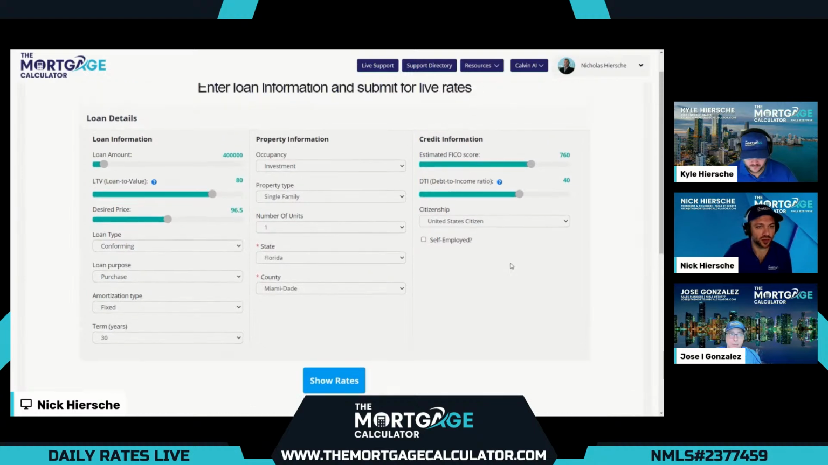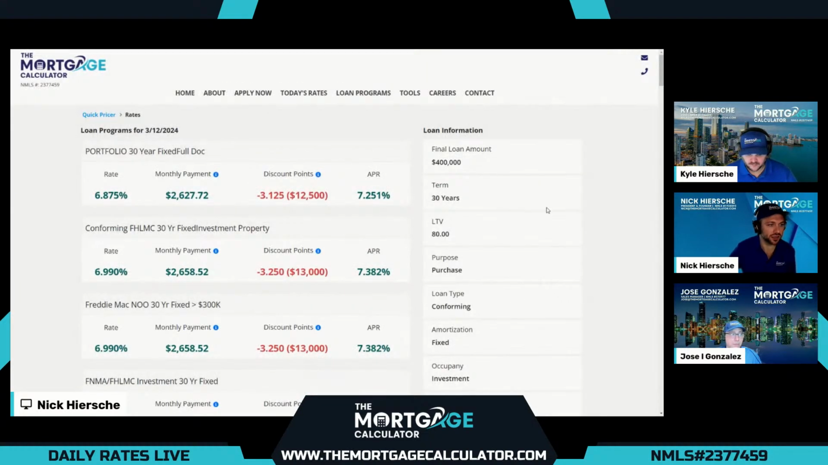We'll start with conforming conventional, and everything is going to stay the same here except our occupancy. So let's check out the conventional rates today. And as has been the case recently, this portfolio option pops up. This is not a true conventional. This is a portfolio option. So same guidelines, just doesn't have the same adjustments. So we have this option for 6.875 rate for 3.125 discount points, puts the APR at 7.251.